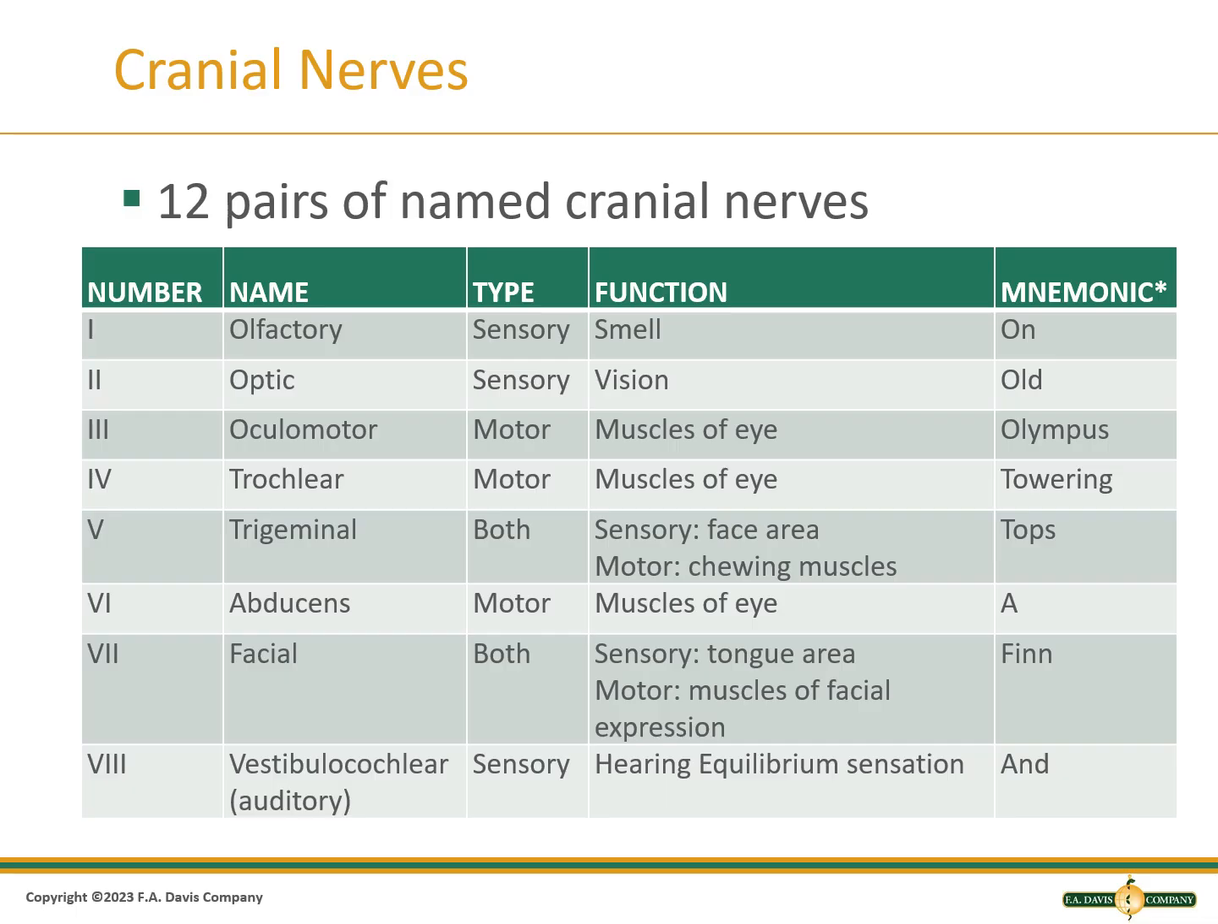Cranial nerve 5 is the trigeminal nerve, which has both sensory and motor function for sensation of the face and muscles of mastication. Cranial nerve 6 is the abducens nerve, which is another motor nerve that controls muscles of the eye. Cranial nerve 7 is the facial nerve, which has both sensory and motor function, providing sensation to the tongue and motor control of our facial muscles. Cranial nerve 8 is the vestibulocochlear nerve, which provides sensory information about hearing and equilibrium.